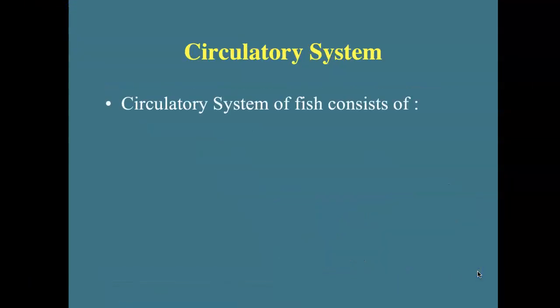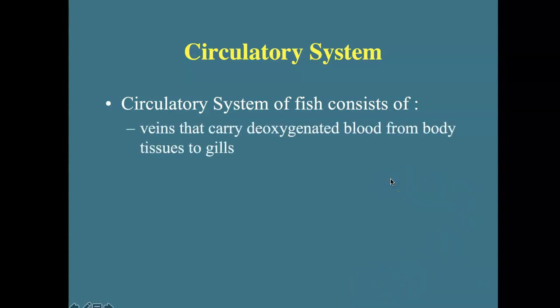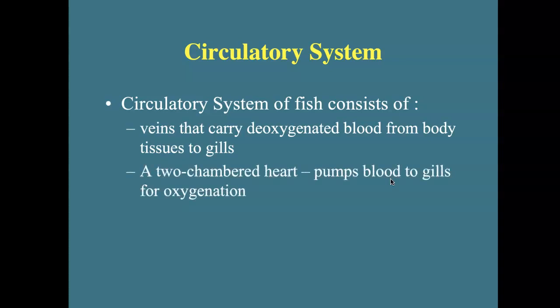Okay, so let's get into some of the heart of this lecture, which is going to be the circulatory system, and then we're going to look at the respiratory system. So the circulatory system of fish is going to consist of veins that carry deoxygenated blood from the body tissues to the gills. So just like us, they're going to have veins that carry deoxygenated blood. The only difference is that it's carrying that deoxygenated blood from the body tissues to gills versus in us, it's carrying it to lungs, right? For what we use for gas exchange.